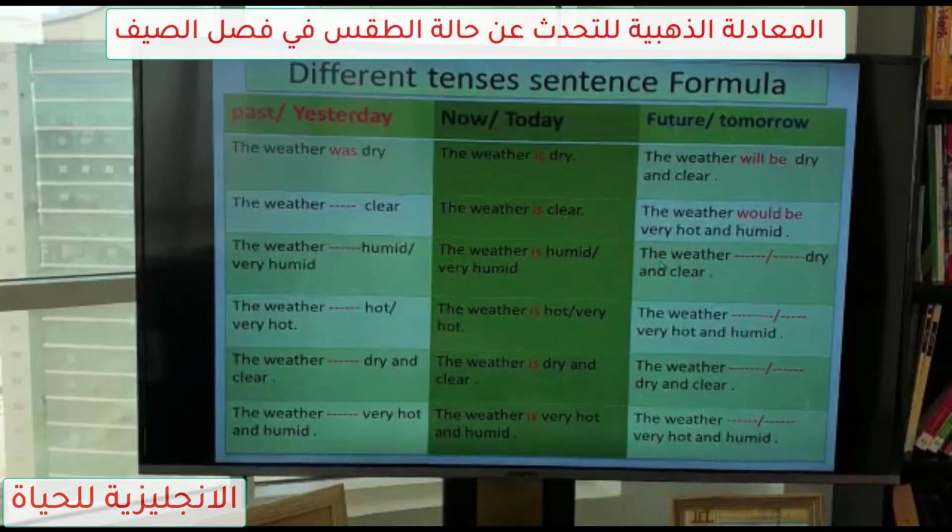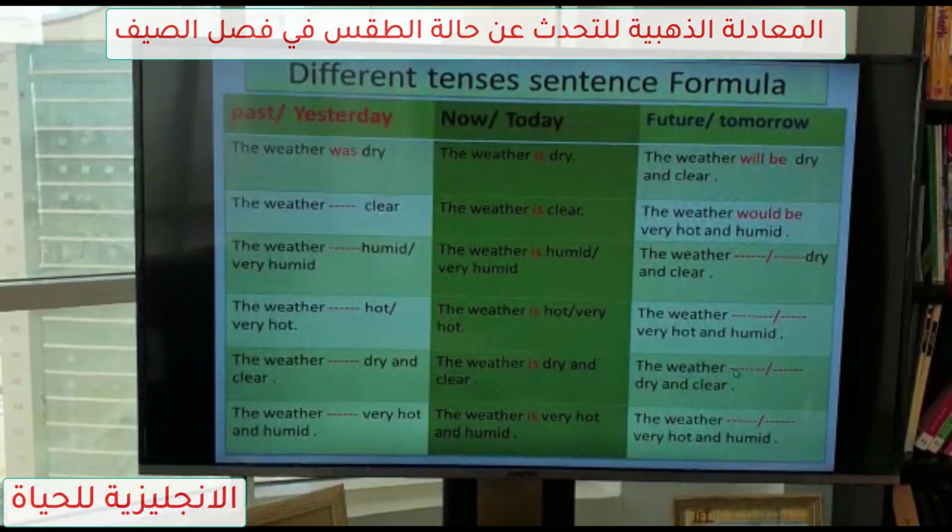Now it's your turn. The weather, dry and clear, will be or would be. Again, your turn. The weather, will be, would be very hot and humid. You can use only one tense, one verb. Don't use both of them together in the same sentence. I give you here alternatives.